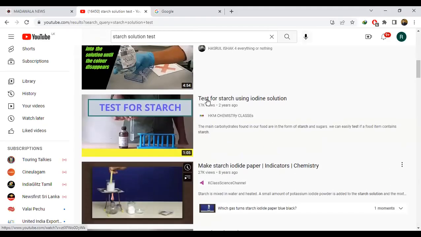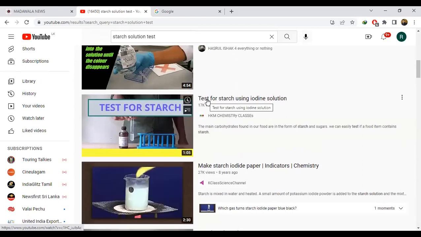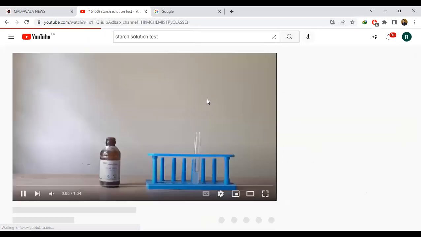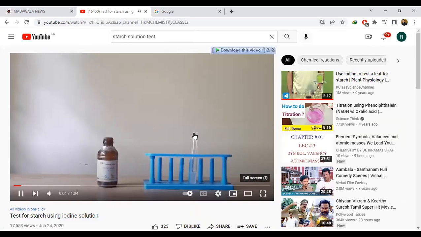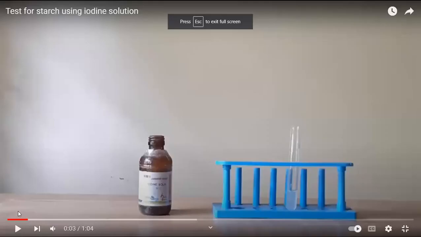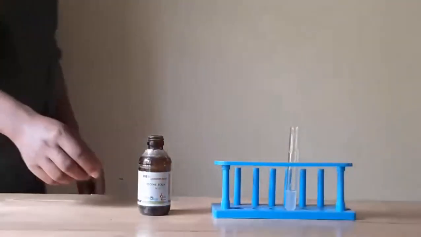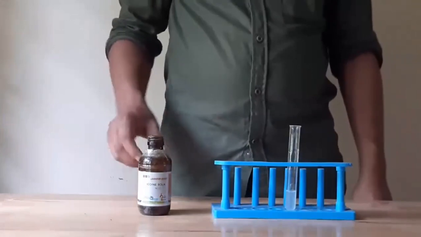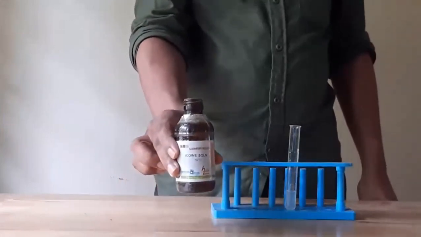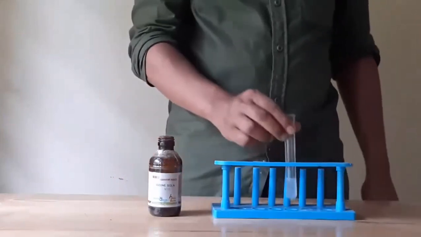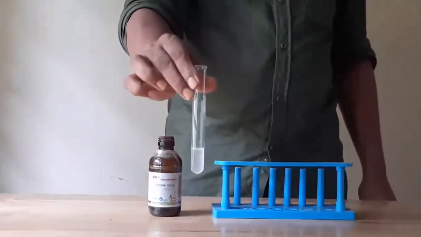Here, this is the practical. Remember, starch is a polysaccharide. Are polysaccharides water soluble? No. So when you mix it, it will not easily dissolve. It will make a milky material. The main carbohydrates found in our food are in the form of starch and sugars. So we can easily test if a food item contains starch. For that we need iodine solution, starch solution, and a food item that contains starch.